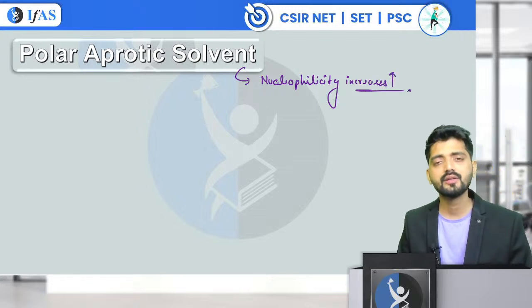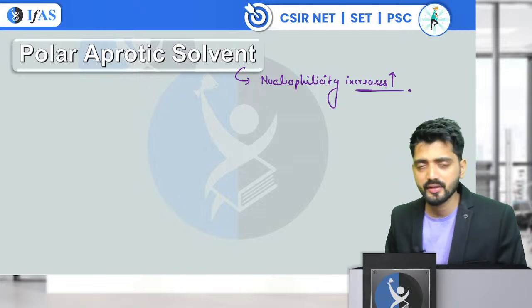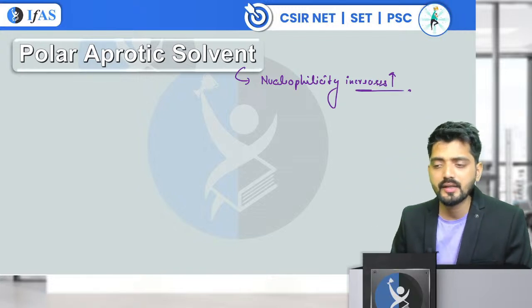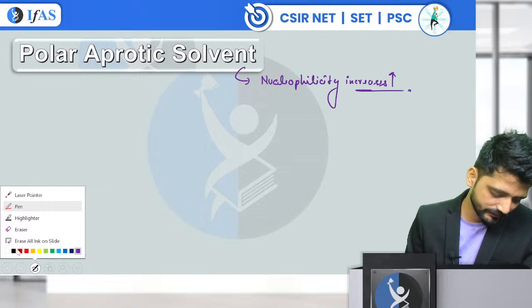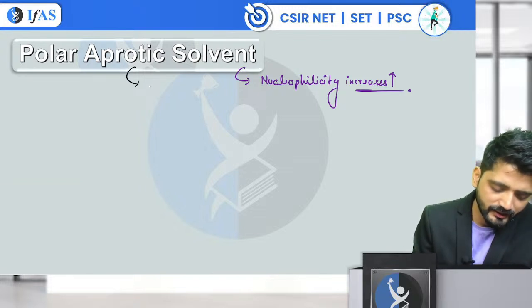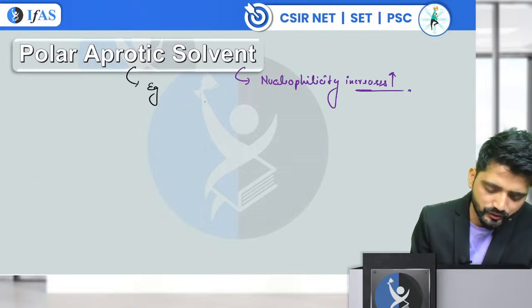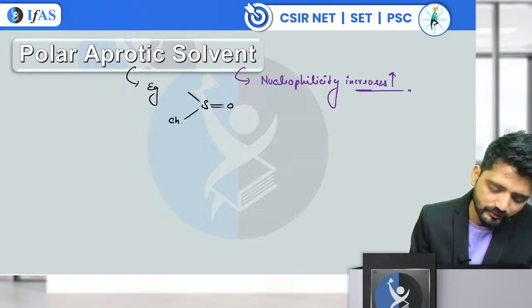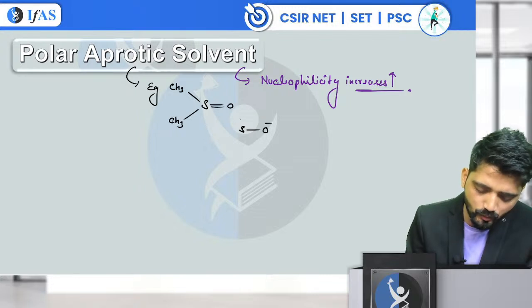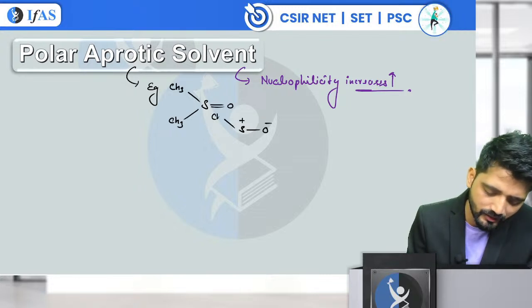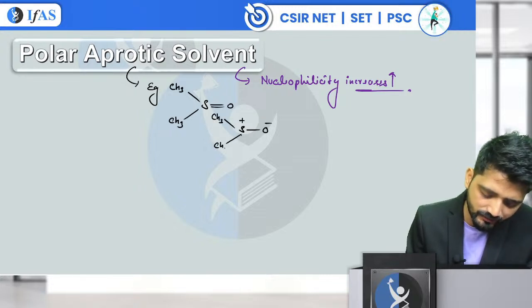So how does the nucleophilicity increase? What does an aprotic solvent do with the anionic center? See, there are many examples of aprotic solvents. I am choosing a very simple example, DMSO. This is a DMSO molecule. We can write this DMSO molecule as O minus, S positive here, a CH3 here and a CH3 here.